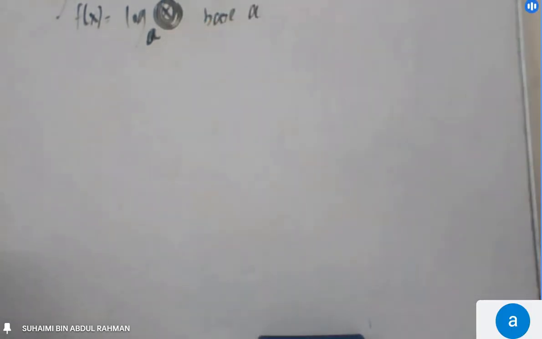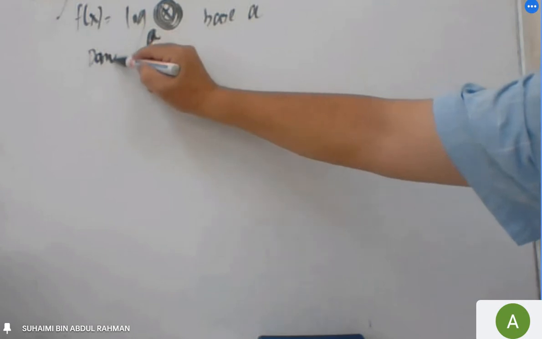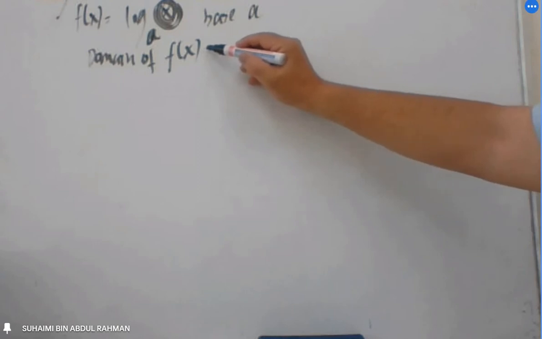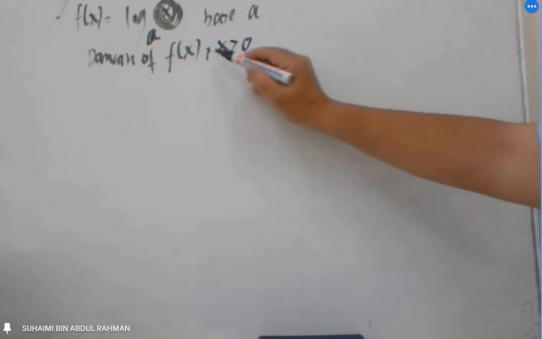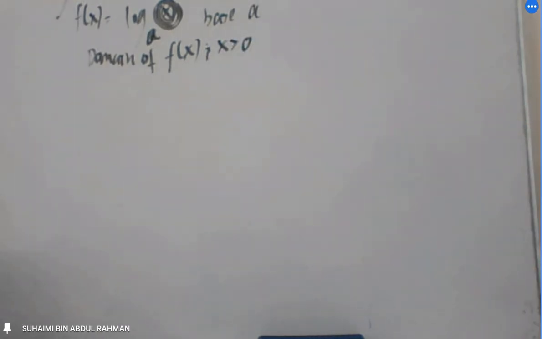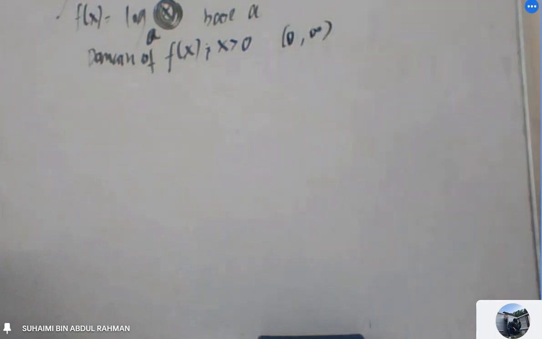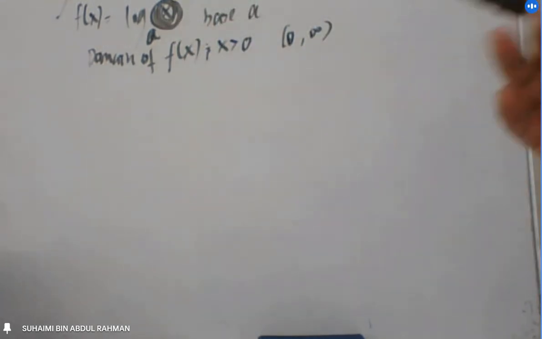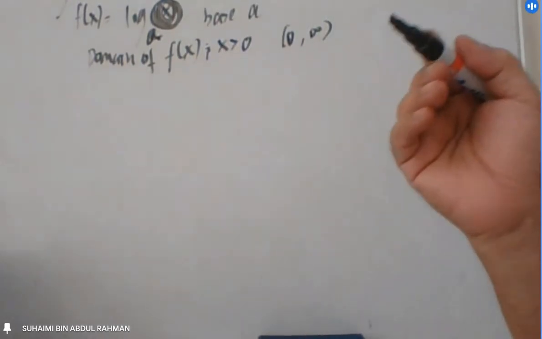And we have looked at the base. Now with base a, the domain of this logarithmic function is when the value of x must be greater than 0. Or we can say that x in interval notation is from 0 until infinity. So whatever is here must be a positive number, and this represents the base. Every logarithm has a base.